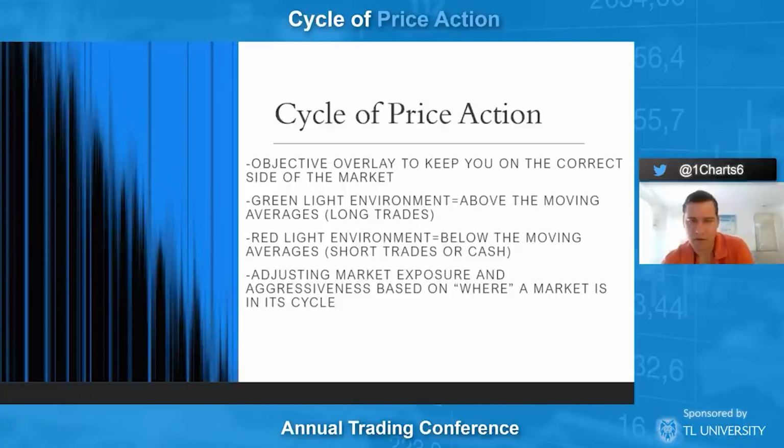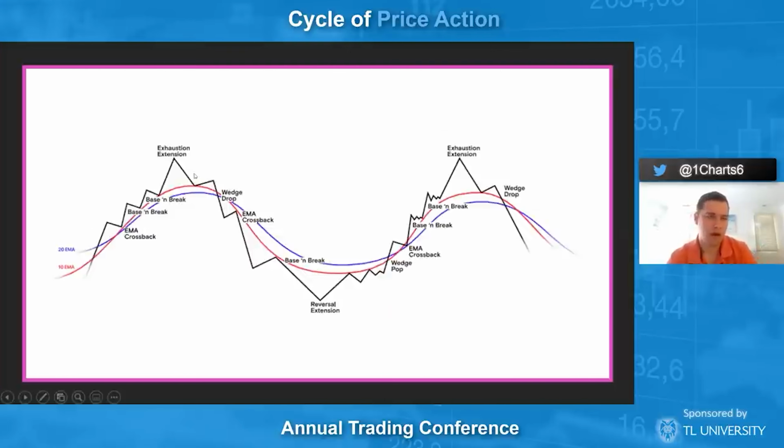And overall, this cycle of price action, when I get more into it, there's different stages to it. But it's a great way to adjust your market exposure and how aggressive you want to be based on where we are in the cycle. All righty, so I'm going to start at the bottom of the cycle.